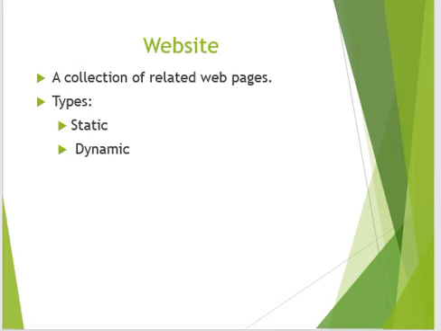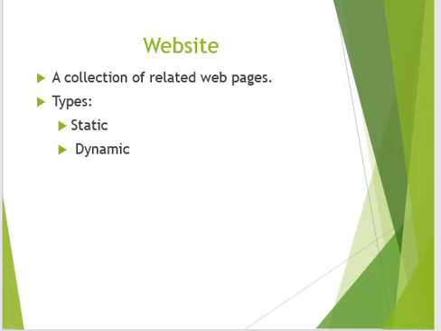Next one is website. A website is a collection of related web pages connected through hyperlinks. For example, YouTube, Amazon, CBSE websites, Wikipedia. Websites are mainly of two types. The first one is static website, where the content remains the same for every visitor, and the second one is dynamic website, where the content changes according to the user. For example, your Gmail inbox or Amazon recommendations are dynamic because they are personalized.